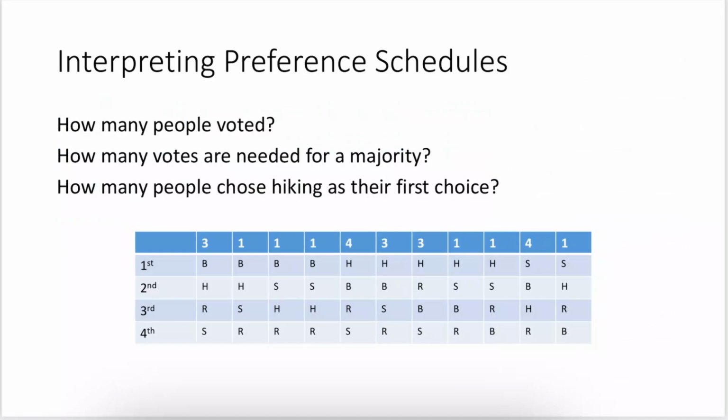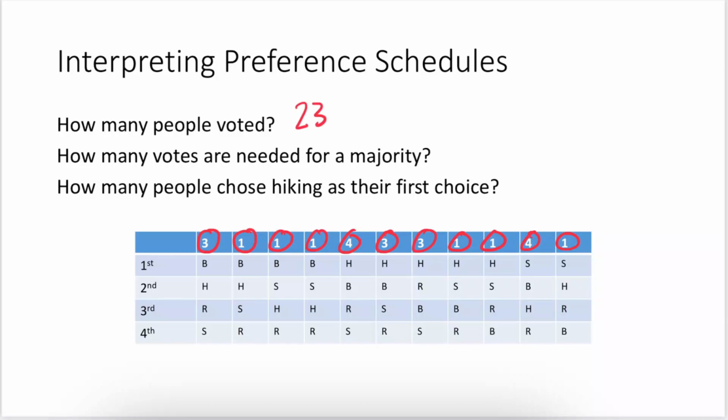When you're interpreting preference schedules, there are several different things you can tell from looking at them. First of all, you can tell how many people voted if you add up the numbers of all of the different unique votes. If you're asked how many votes are needed for a majority, that just means you have more than half. In this case, since we have 3 plus 1 plus 1 plus 1 plus 4 plus 3 plus 3 plus 1 plus 1 plus 4 plus 1, it looks like we have a total of 23 people who voted.